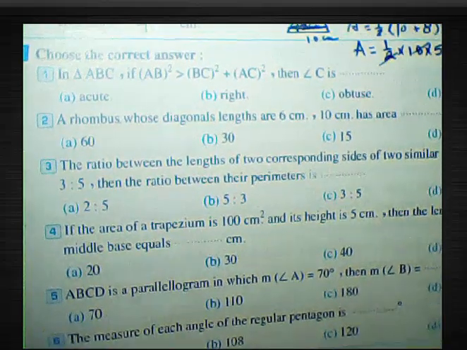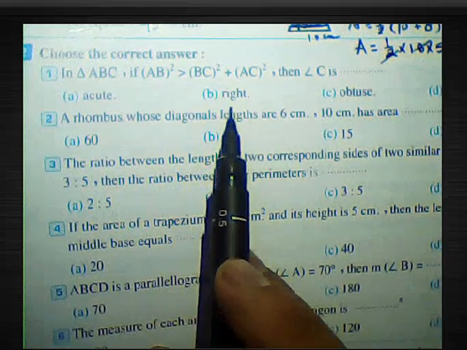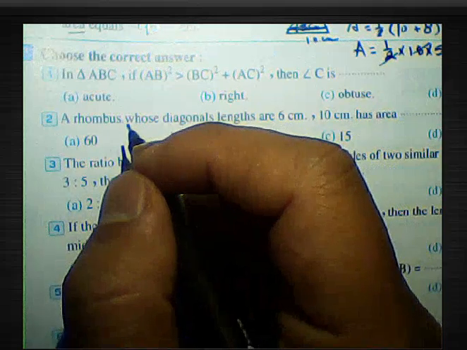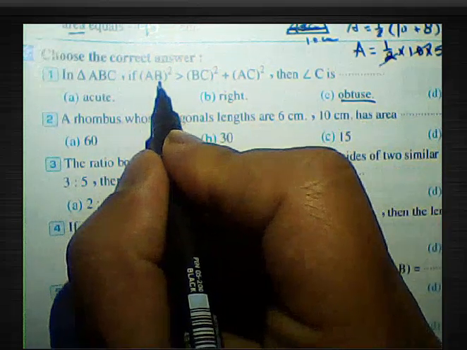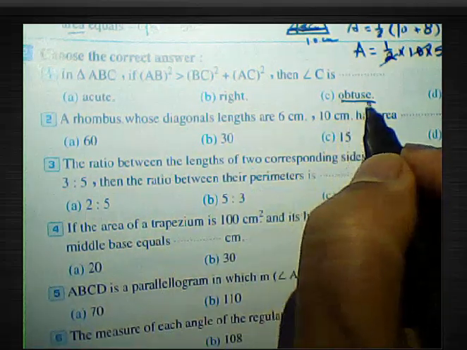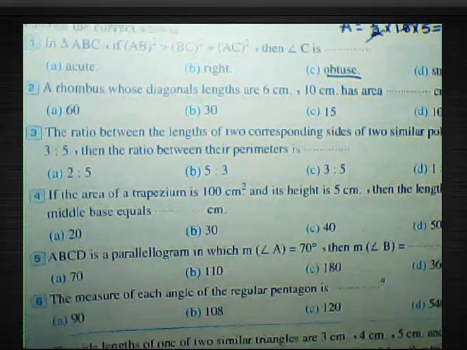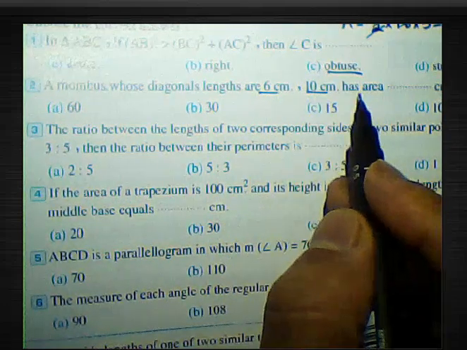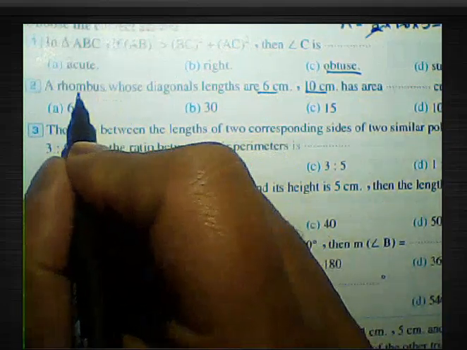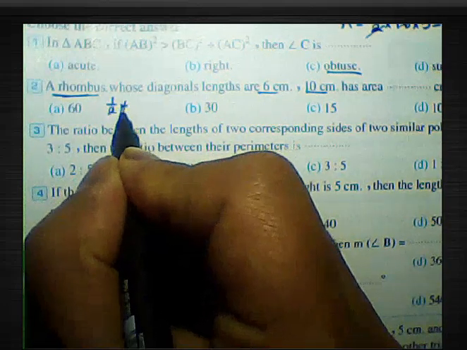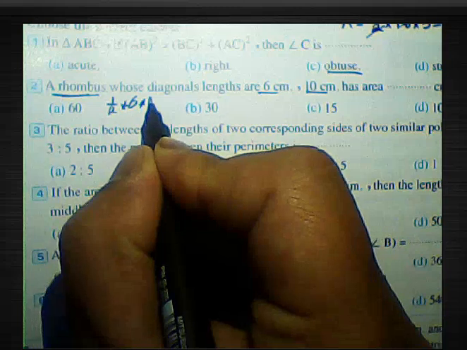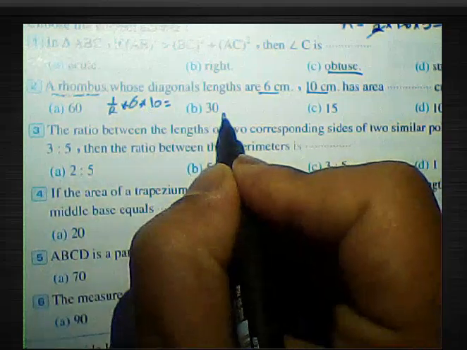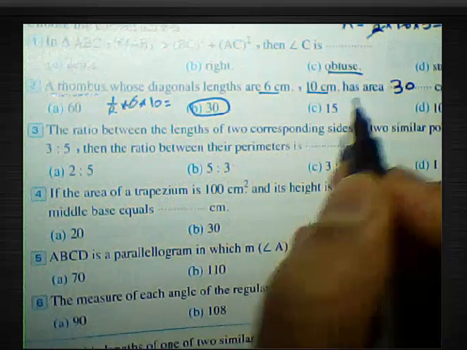Triangle ABC, if AB power 2 greater than BC power 2 plus AC power 2, the measure of angle C will be what? Greater than 90 degrees. It will be obtuse, because AB power 2 is greater than BC power 2 plus AC power 2. Question number 2. A rhombus whose diagonal lengths are 6 cm and 10 cm, its area equals. Area of a rhombus is half multiplication by the two diagonals, 6 and 10. Half multiplication 6 by 10, 6 divided by 2 is 3, 3 times 10 equals 30. Equals 30 square centimeters.